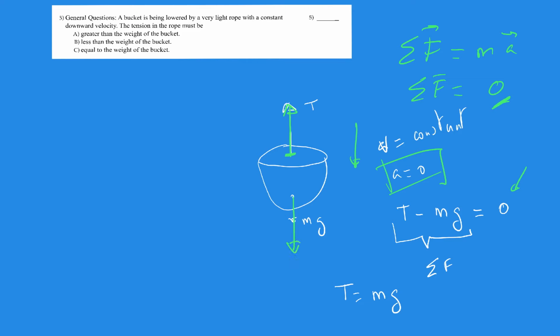So this is the bucket. This is the rope. The rope is making a force going up, the tension. The weight is going down.